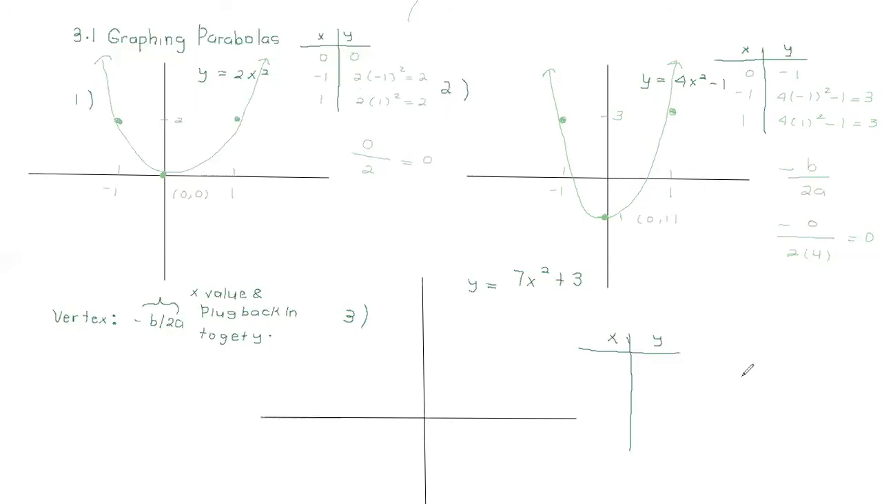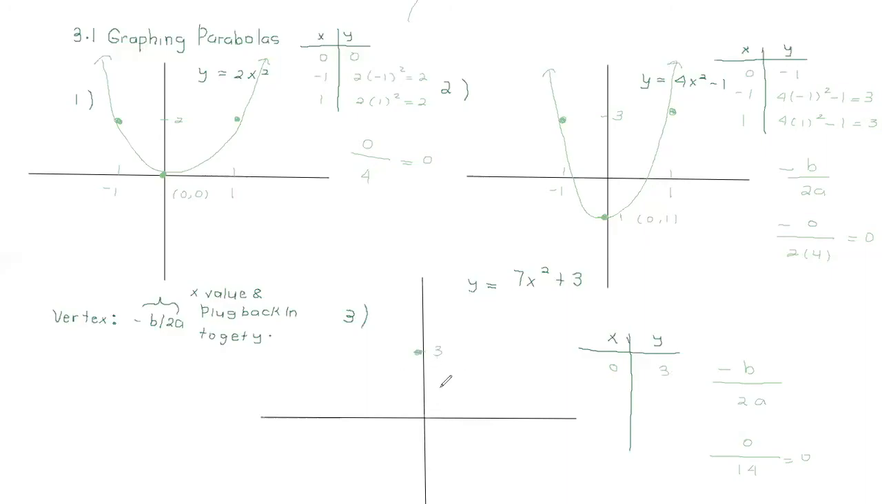For our final question, we're going to first find the x value for our vertex. So we're going to, again, do negative b over 2a. So it's going to be 0 over 14. And the answer to that is 0. So the x value of our vertex is 0. And when we plug 0 into our equation, we get 3 for the y value.